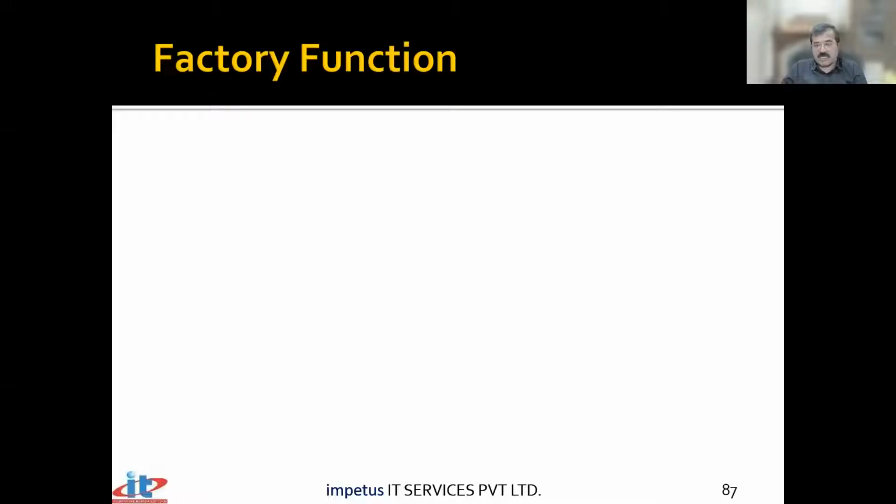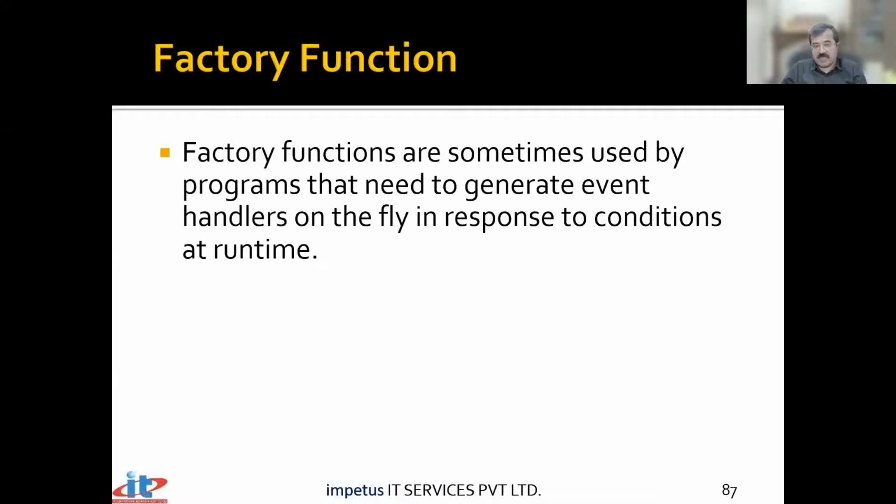Okay, so let's understand a few more terms which are related to whatever we have just now discussed. You may come across one more term called factory function. The factory functions are sometimes used by programs that need to generate event handlers on the fly in response to conditions at runtime. We haven't yet come across such a requirement. Event handler: when I click my button, what is to be done? When I click the left button of the mouse, what is to be done? When I click the right button of the mouse, what is to be done? That response as to what is to be done is nothing but a handler that will handle that particular situation.